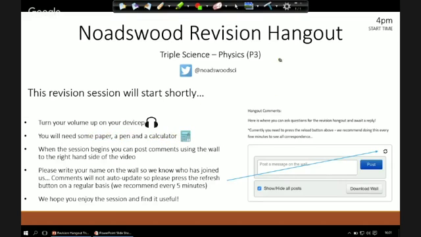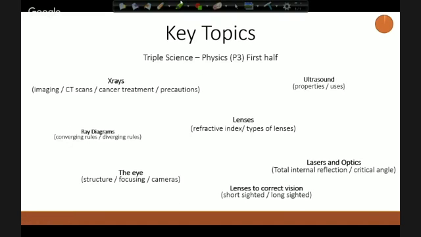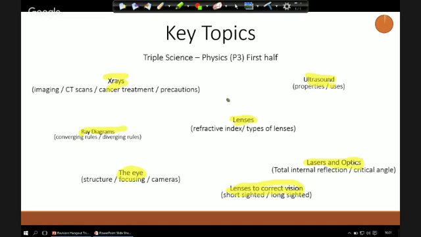Okay, so the topics that we're going to try and cover today are these ones here. We're going to try and cover X-rays. We're going to look a little bit at ultrasound. Then the bit that is quite often people's favourites, lenses, ray diagrams, and then we're going to look at how they're useful in describing the structure of the eye, and then finally a little bit on lasers and optics and using lenses to correct vision. So this is just really the first half of P3, the medical part of it. So let's get started then.